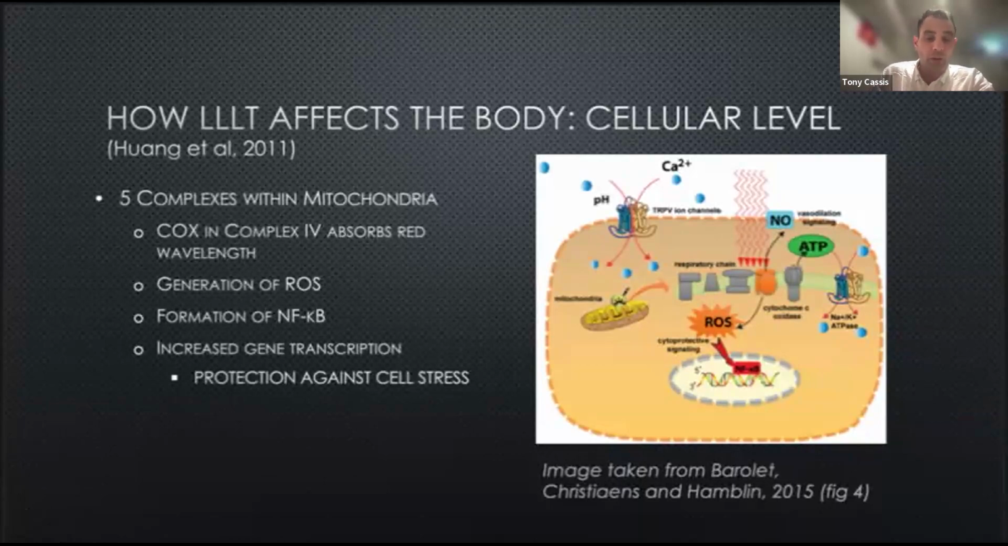I always thought reactive oxygen species were negative. Too much of it absolutely is negative, but in small doses ROS is actually really important for cellular health.